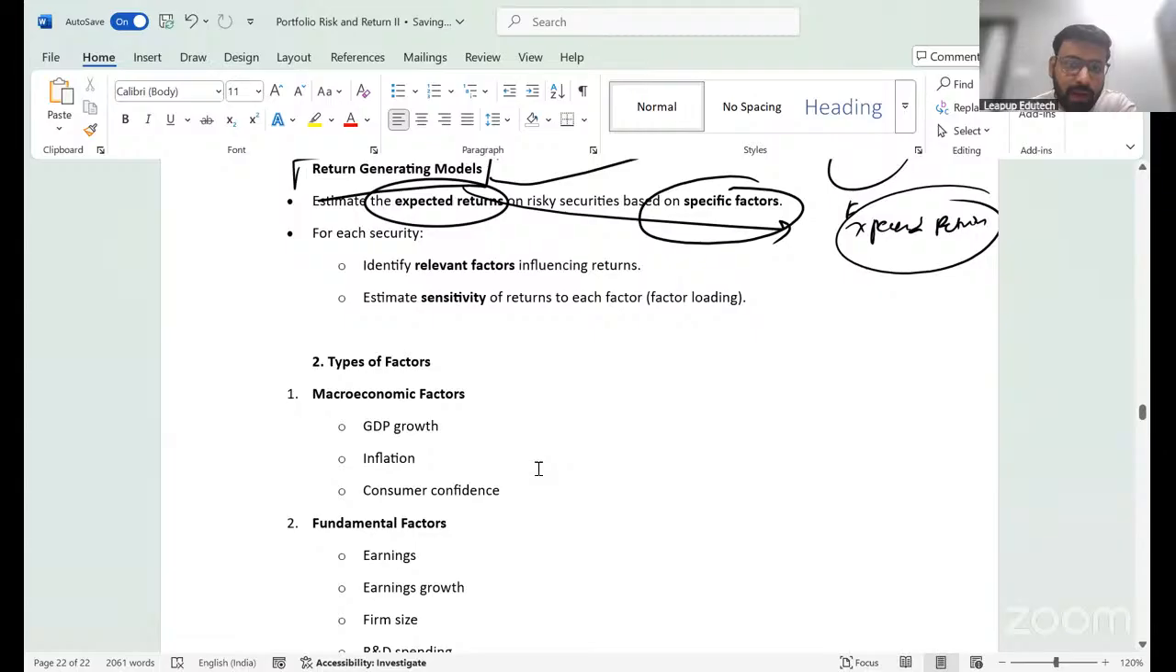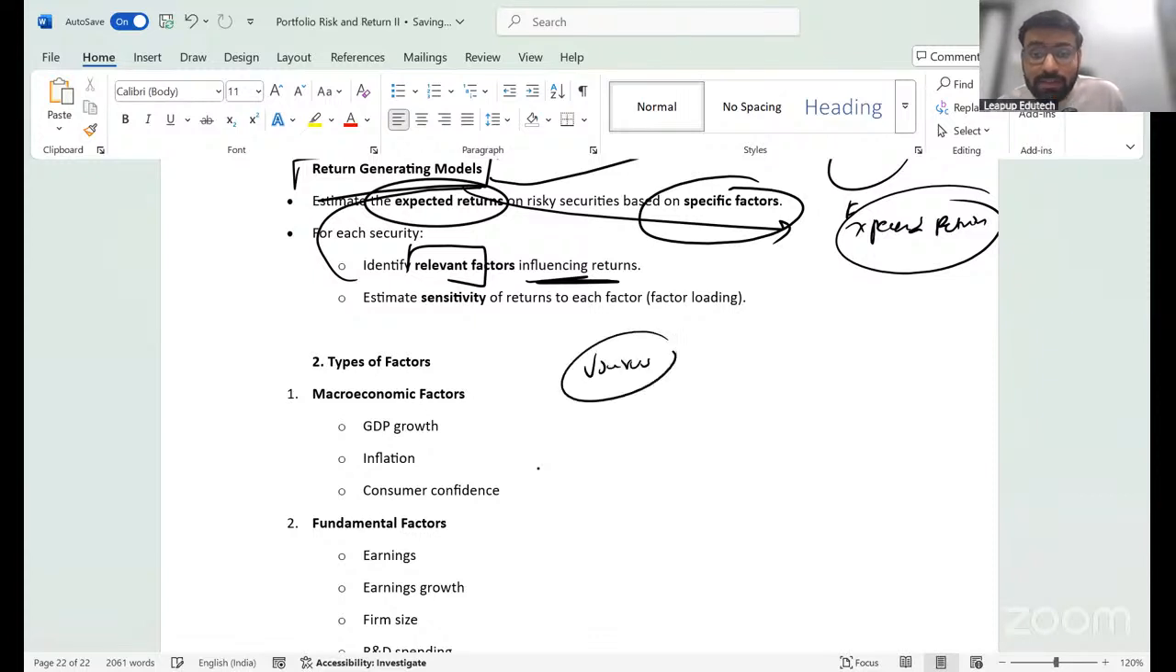You identify relevant factors that influence the returns. That is what the source studying was, guys. You are studying the different sources that are ultimately impacting the return for the stock. And you understand, for these different sources, what is the sensitivity of my stock to those factors? When I say stock, I mean security, whether bond or anything else, that is what I'm talking about.